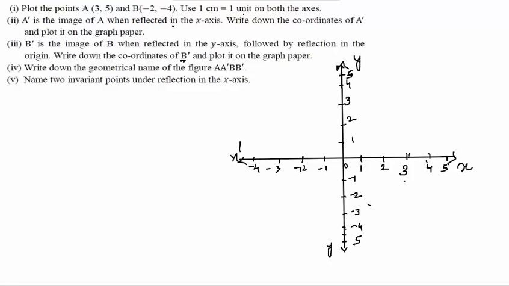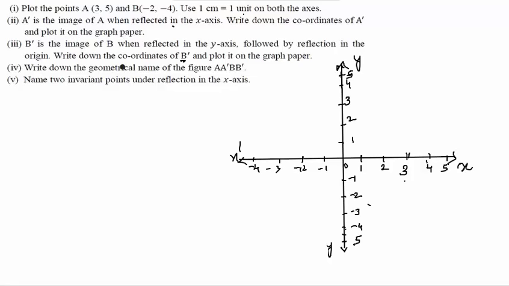Here is another question on reflection. The question says, plot the points A (3, 5) and B (-2, -4). Use 1 centimeter equal to 1 unit on both the axes. Second, A dash is the image of A when reflected in the x-axis. You need to write down the coordinates of A dash and plot it on the graph paper.